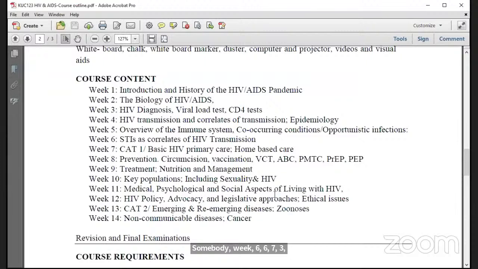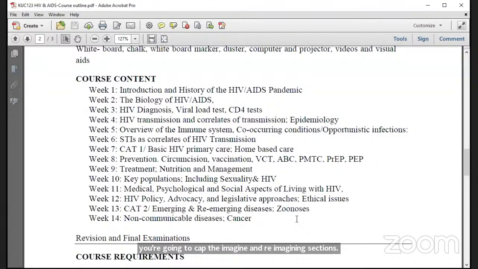Then after the card, we'll be going through the virus, HIV. Remember, the unit is HIV and AIDS and other emerging infections. So here is where we are now going to have other emerging infections. We are going to have a look at the emerging and re-emerging infections.